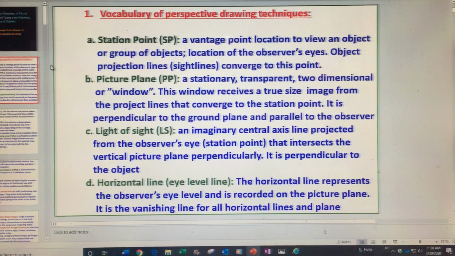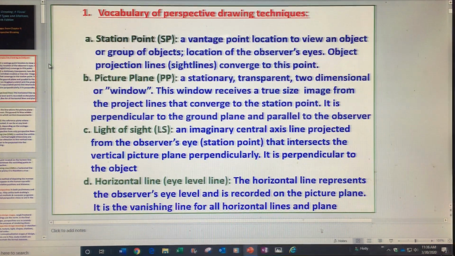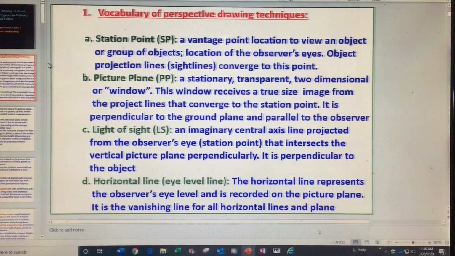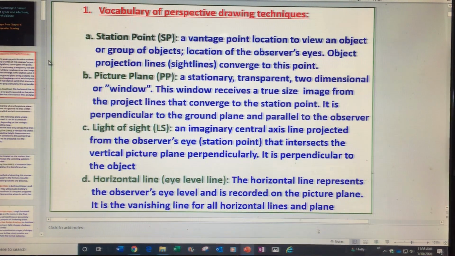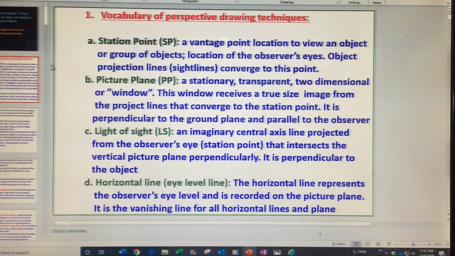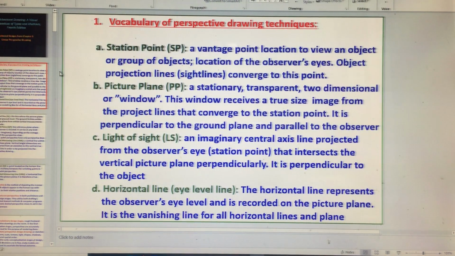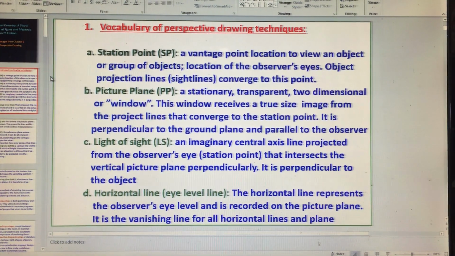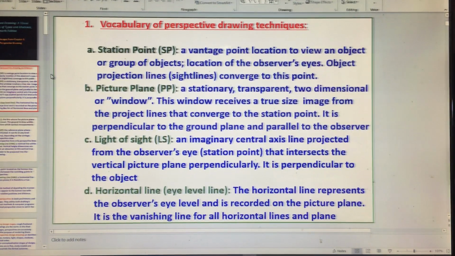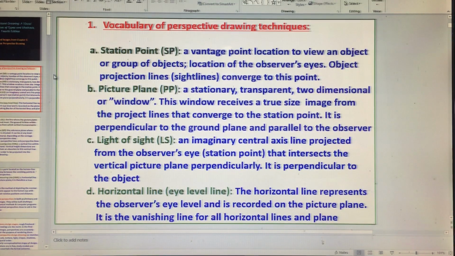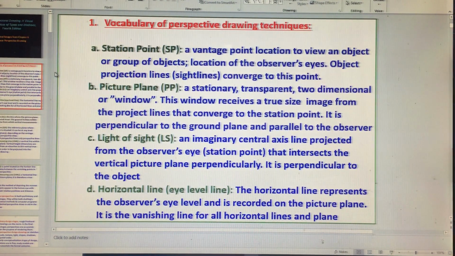The first one is SP, which stands for station point. That is the point from which you view the object or group of objects, where your eyes look over the projects. So that's why the objects lie or cover this point.